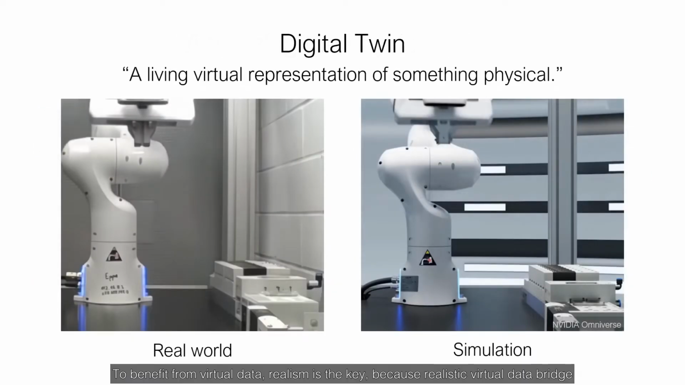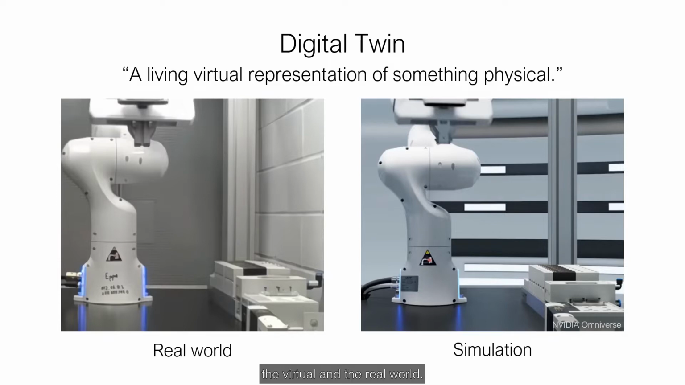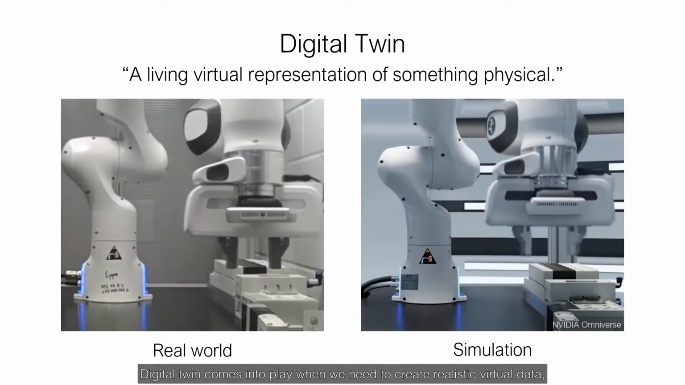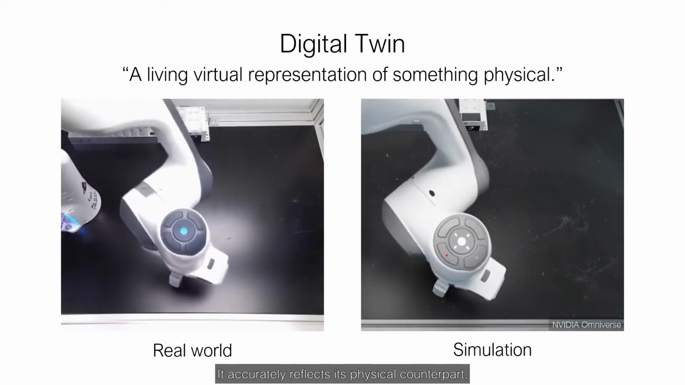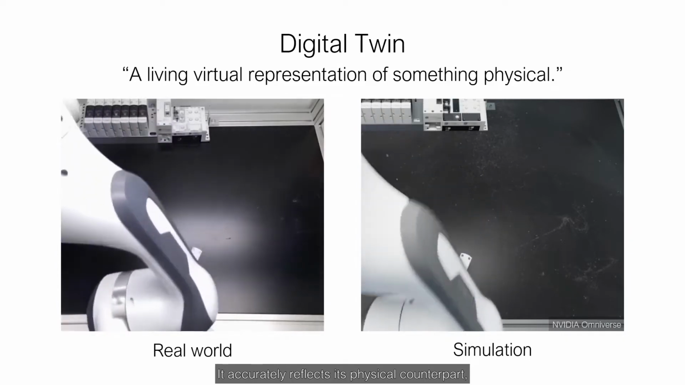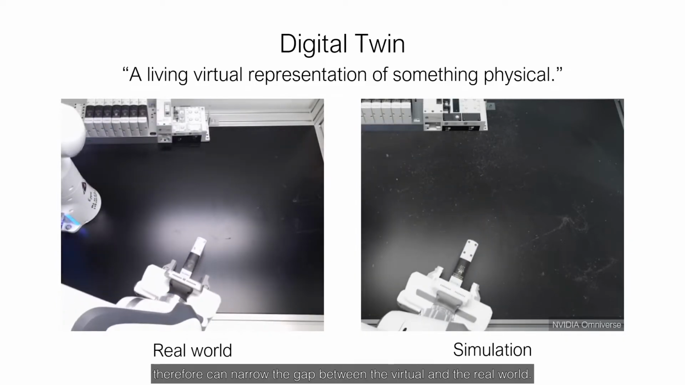To benefit from virtual data, realism is the key, because realistic virtual data bridges the virtual and the real world. Digital twin comes into play when we need to create realistic virtual data. A digital twin is a living virtual representation of something physical. It accurately reflects its physical counterpart, and therefore can narrow the gap between the virtual and the real world.